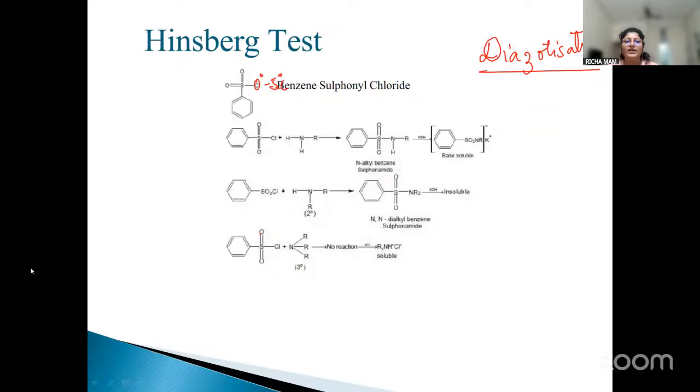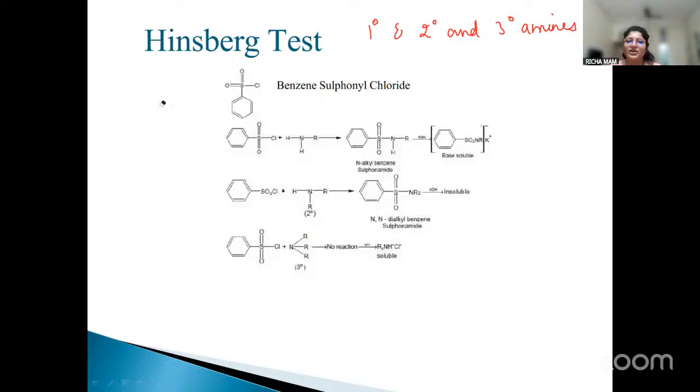Okay, so let us see about Hinsberg reagent. This is a test which is used to distinguish between primary, secondary, and tertiary amines. When we are discussing the Hinsberg reagent, what you have to remember is that this test is used to differentiate between primary, secondary, and tertiary amines.